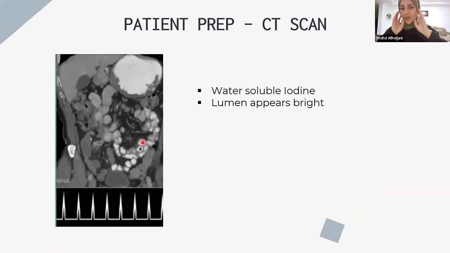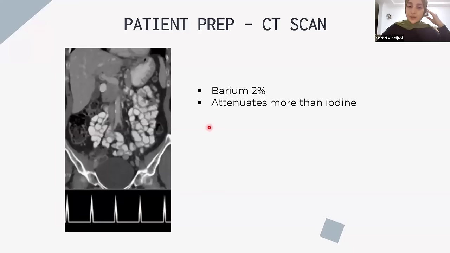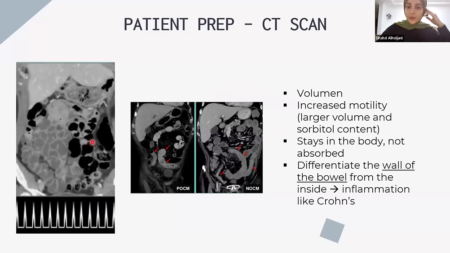They usually don't get questions from this section, but I'll just explain for completion. So here, if you give the patient iodine, then the lumen will appear bright, and these lines are basically showing the motility of the bowel. So here you have barium, 2%. You can see there will be attenuation, and you can see the attenuation very well here in the bowel. And finally, Volumen is the one you should focus on. Everything before, they never got questions about them. I don't think they're necessary to know.